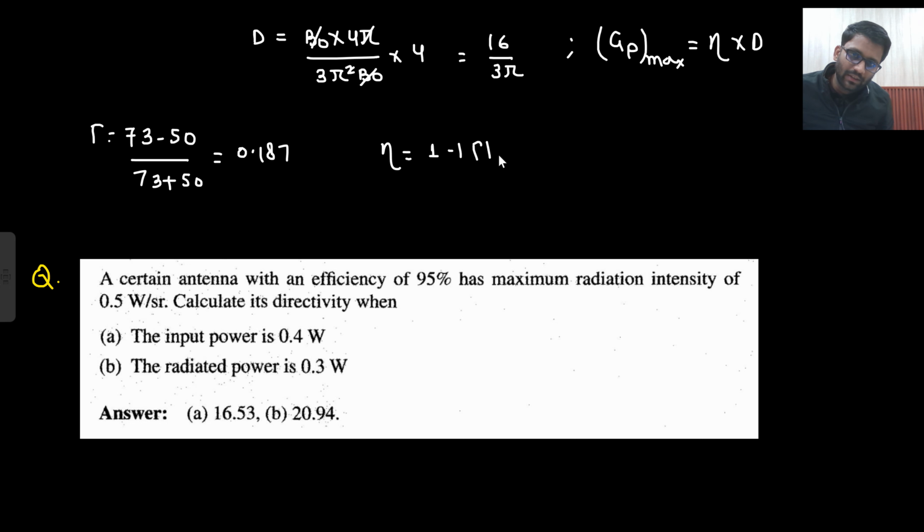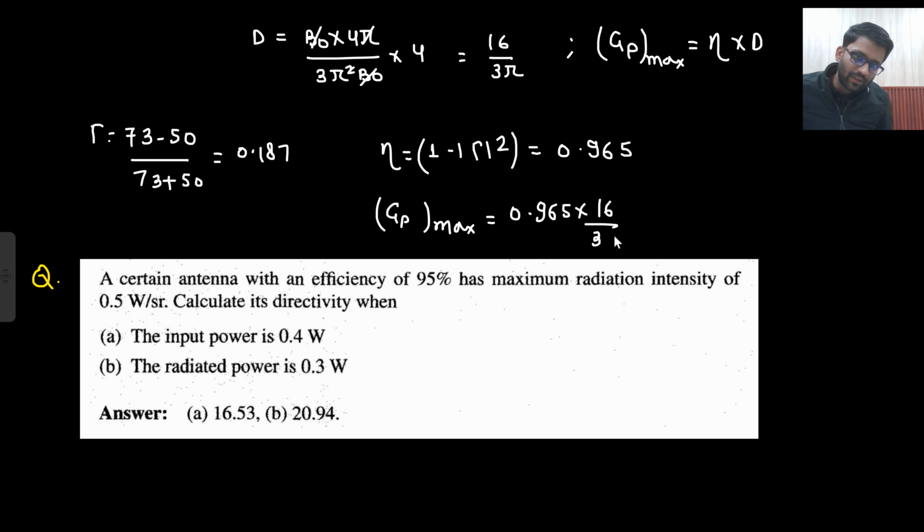So what will be the neta? Neta will be 1 minus gamma square. So square, minus 1 plus minus. So that would be 0.965. So now what will be the maximum power gain? That would be 0.965 into 16 divided by 3 pi.